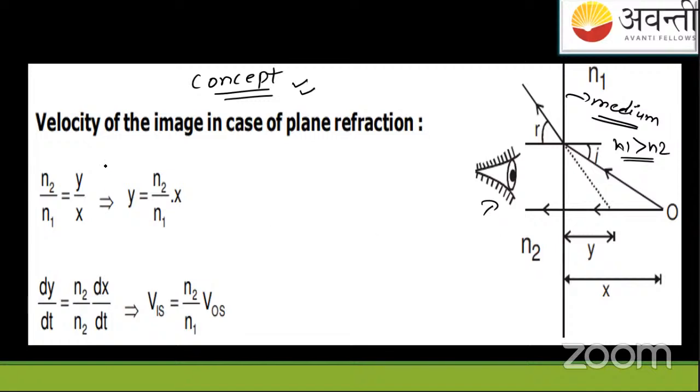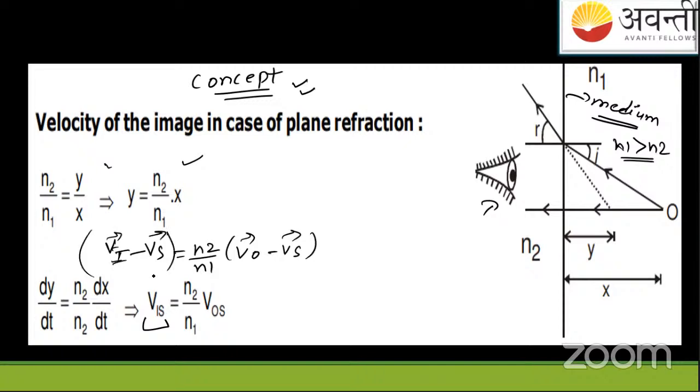So the speed relation, when you solve, you will get: velocity of the image with respect to the surface equals n2 upon n1 times velocity of the object with respect to the surface. Got it? Now we'll apply this. It's a direct formula. No need to remember the derivation and all these things. Just remember this formula and you'll get it.